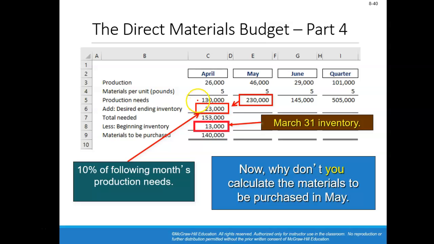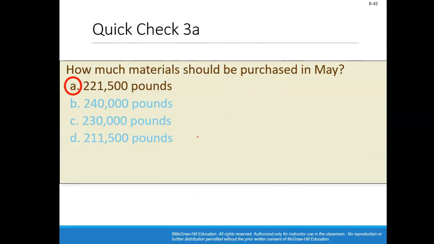So take your production needs for the month of April, add in your desired inventory. So we need a total of 153,000 pounds of material in the month of April. Now keep in mind, we already have 13,000 pounds of material available from the end of March. Therefore, we're going to purchase in April a total of 140,000 pounds of material.